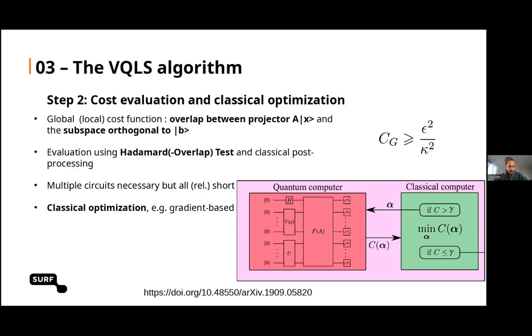So indeed, there are multiple circuits that are necessary, but they're all relatively short, which is good. And then once we have calculated this cost, we run some classical optimization, for example, gradient-based on this cost. And we come up with a new set of parameters, alpha, that go into our circuit to prepare a new guess for x. And we keep iterating this process until our cost function is low enough. So that means until x is close enough to our solution.